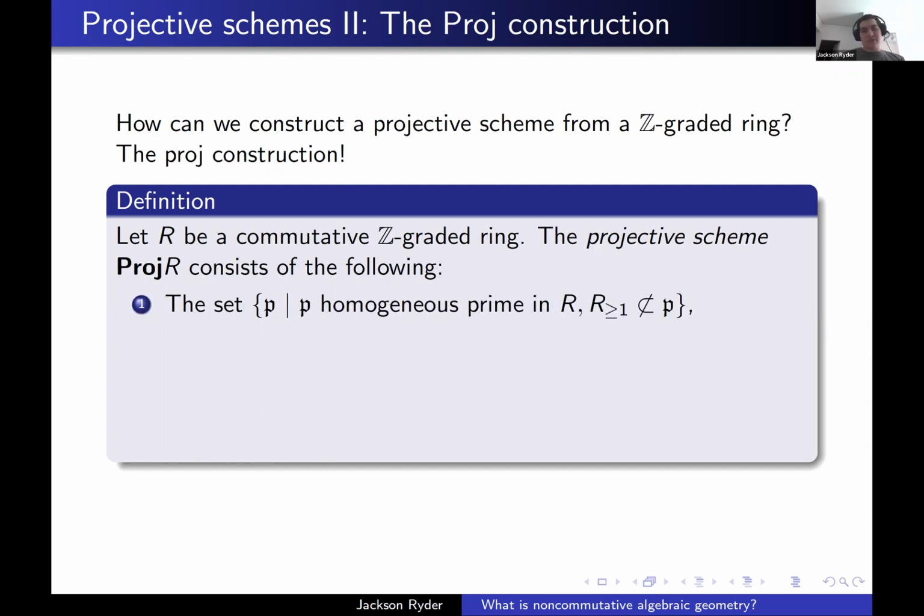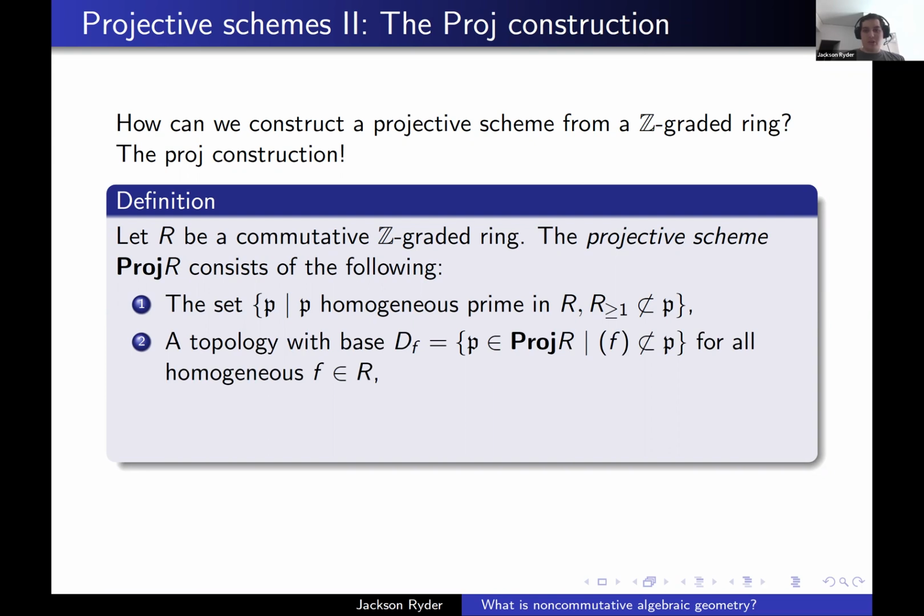This is going to be very similar to the construction of the spectrum of a ring. So now we start with our set of prime ideals, but we want to insist that they have to be homogeneous, because, well, for the reasons we mentioned before. And we also have this technical condition that the ideal generated by all of the elements of positive degree is not contained in any of these primes.